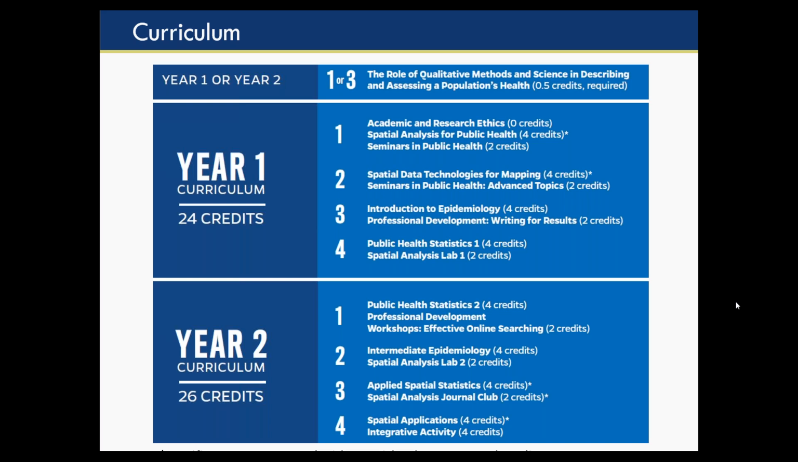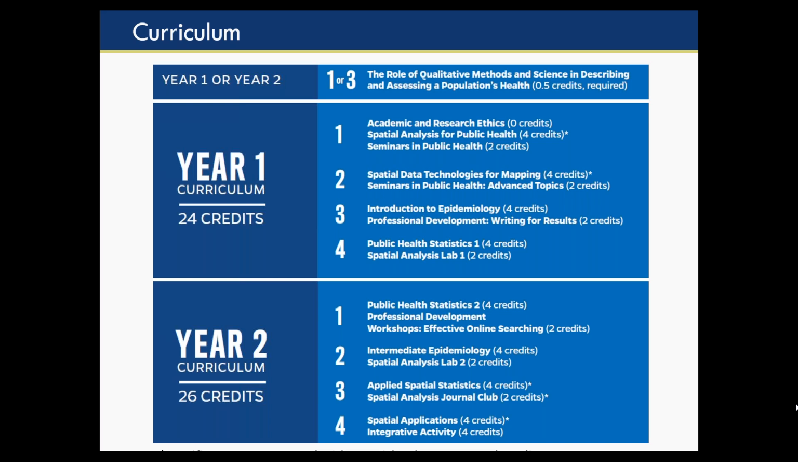In term 2, you take spatial data technologies for mapping. This is about all the advanced technologies for obtaining and collecting spatial data, whether you're going to get it from a remote sensing satellite, whether you're going to collect address information, or whether you're going to have a GPS device or other types of tracking devices. How do you get that information and bring it into your GIS? So those are the 2 prominent spatial classes in year 1, and then you follow that up in terms 3 and 4 with an introduction to epi and a public health statistics 1 class.